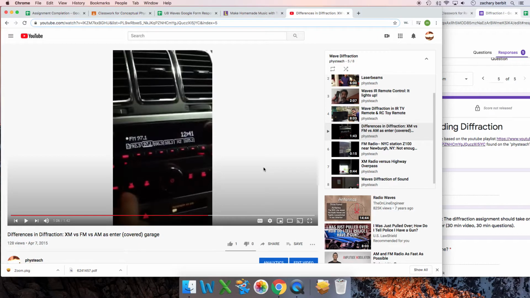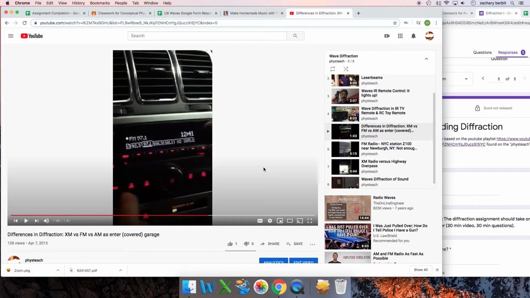Note 9. AM diffracts more than FM, which diffracts more than XM. XM, by the way, is any sort of satellite radio. Also add this sentence to your note 9. Forgot to mention it in the video, but it is worth recognizing. So you're going to add this note right here.